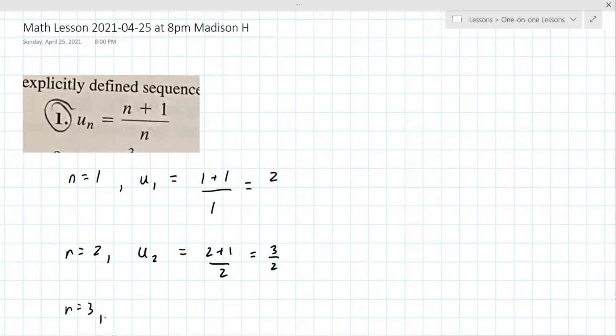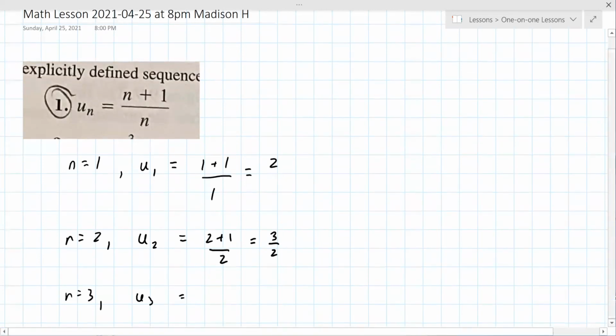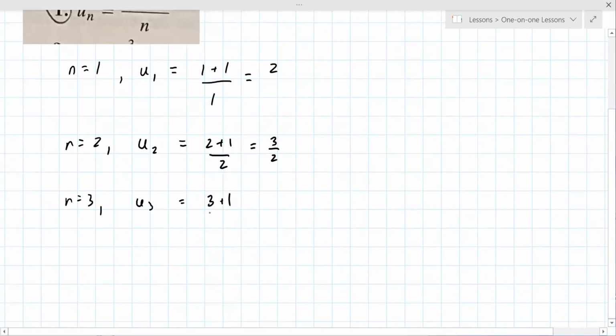N equals 3, u sub 3 equals 3 plus 1 over 3, which is 3/4. I'm sorry, 4/3. Put the wrong thing. And then n equals 4, u sub 4 equals 4 plus 1 over 4, which is 5 over 4.